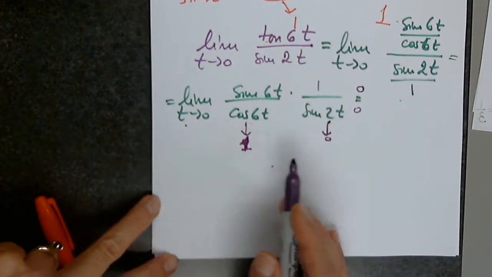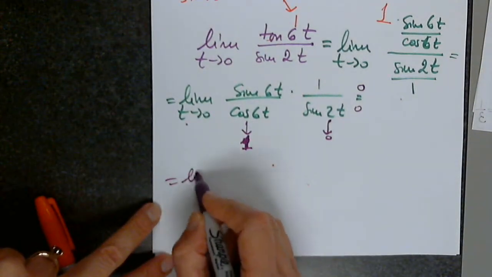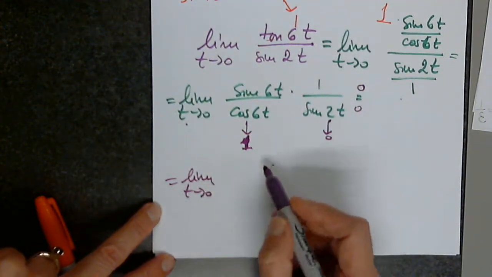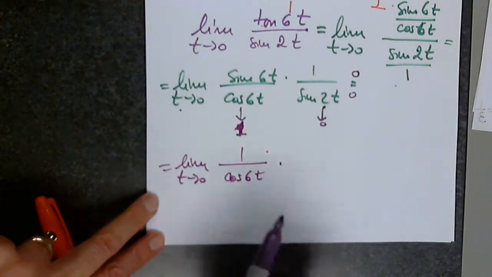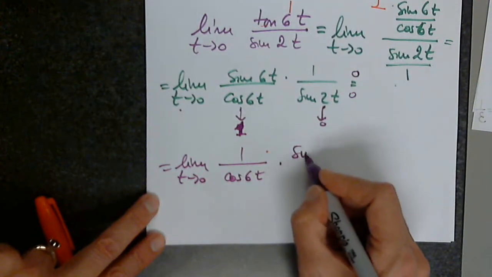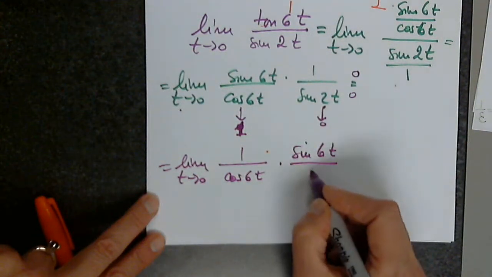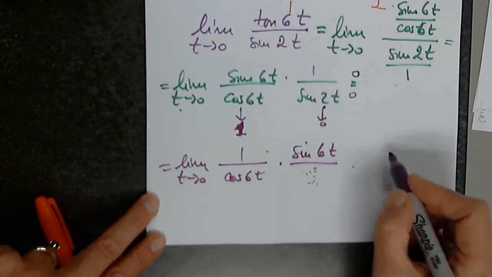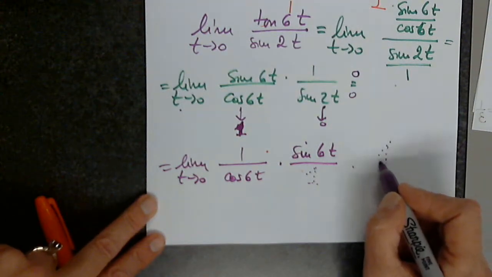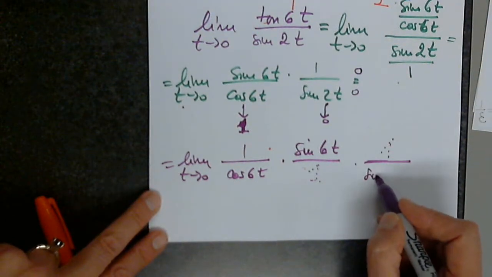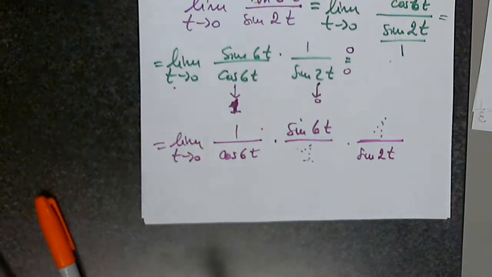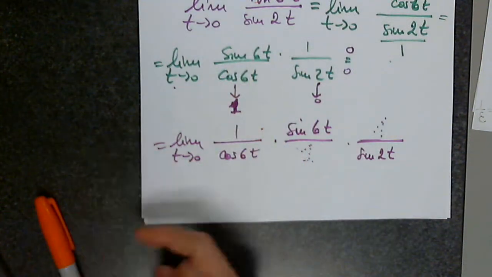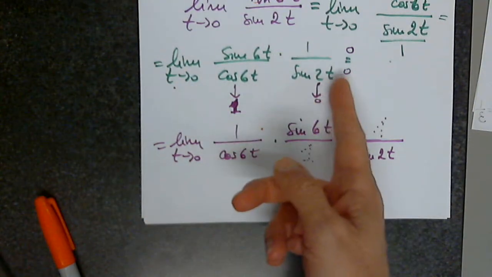Leave the cosine alone because it's not creating any difficulties. So I'm going to leave it as 1 over cosine 6t. But I'm going to break this into sine 6t over 1 times 1 over sine 2t. It's the same thing. 1 times this times 1 is this. Cosine times 1 times sine is this.